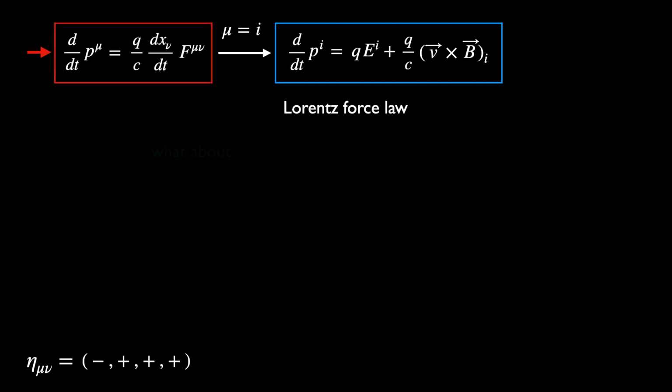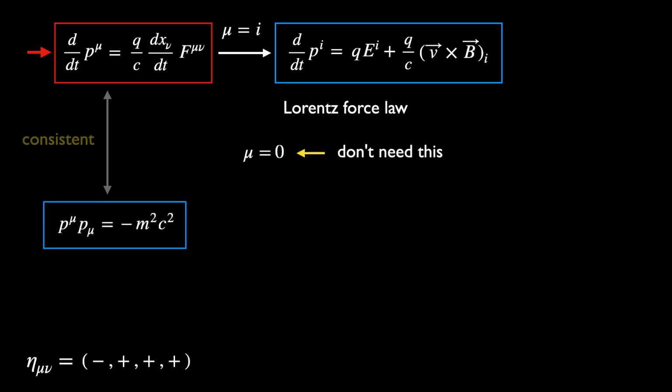What about the component mu equals 0? We need not consider the time component because the velocity constraint, or equivalently the momentum invariant, will give us the time component of momentum. Once the spatial components are solved, we are done.